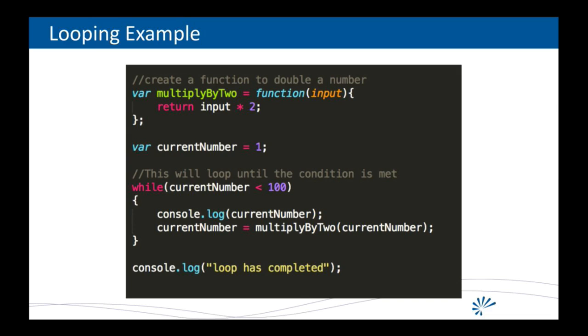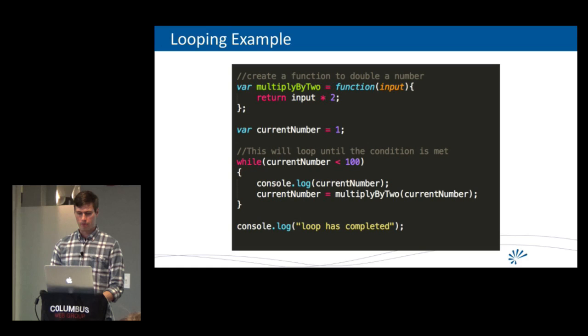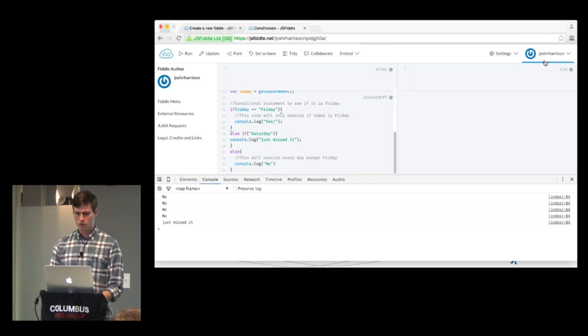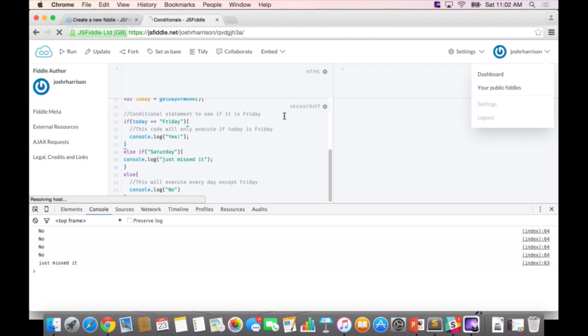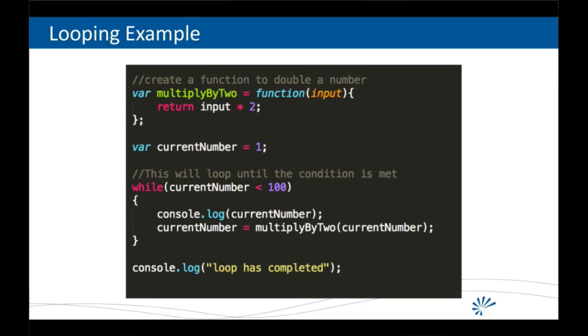Looping is another really important thing in JavaScript, or just programming in general. We took a look at an example of a for loop. Let's go ahead and look at the while loop as well. I think there's a JS fiddle on looping. Let's check. So this is running a little slow, so we'll just go to the slide. So you have the example in front of you.